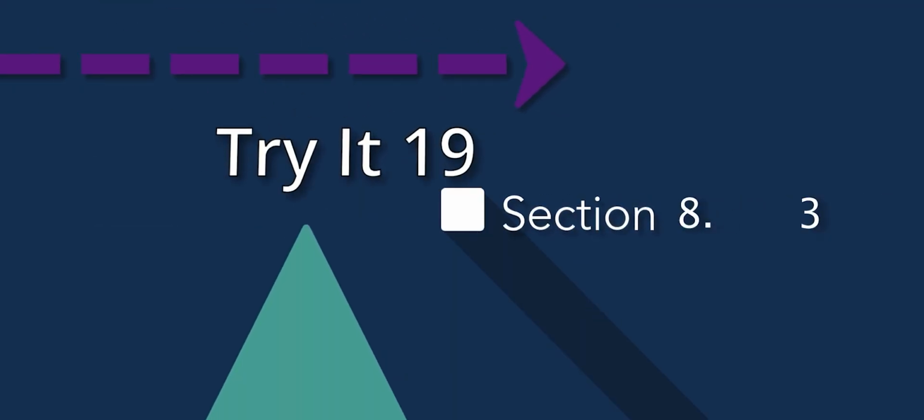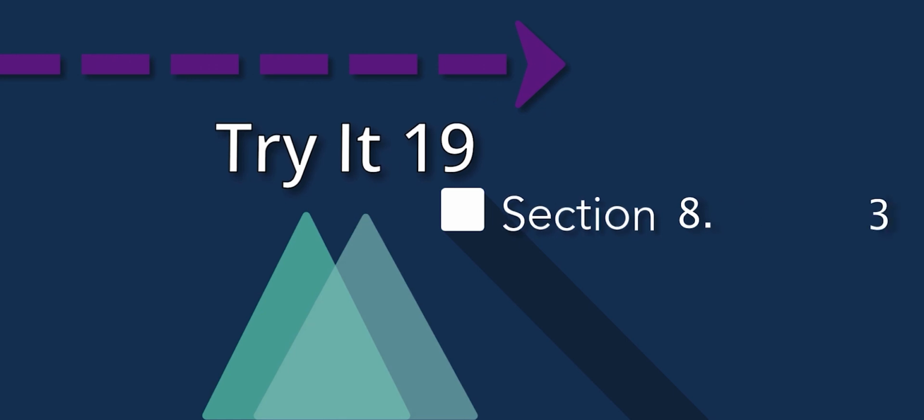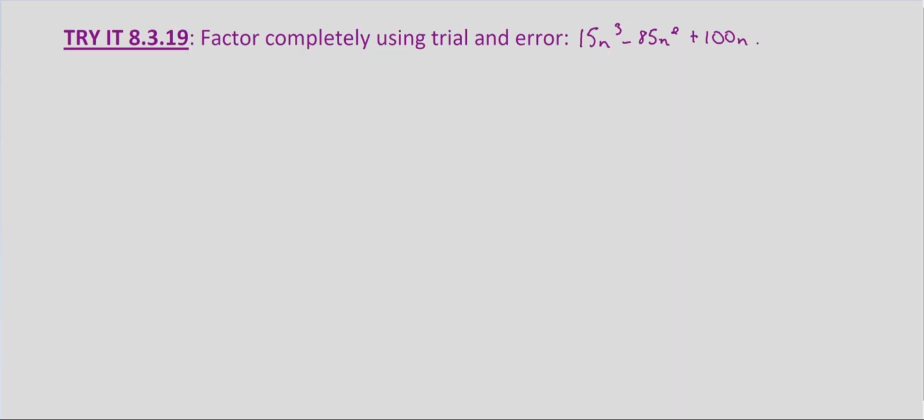So now we're looking at, again, factoring completely using trial and error. We first check to make sure it's in descending order. N cubed, n squared, n to the first power, so it goes in descending order. Now we look for a greatest common factor between 15n cubed, 85n squared, and 100n. Our common factor is going to be 5n.